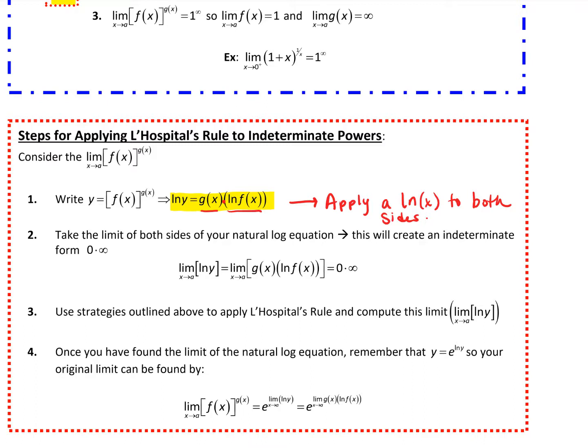And now when I take the limit of both sides, I'm going to end up with a 0 times infinity. All of those power forms, when I take the natural log of the base and bring down the function that is in the exponent, I will end up with something of the form 0 times infinity. So then I can just use the strategies that we outlined before, and we can compute this new limit. Now remember, because we took the natural log, in the end, we're going to have to undo that. So remember that in the end, we're going to have to go back and apply the fact that our y is actually e to the natural log of y.